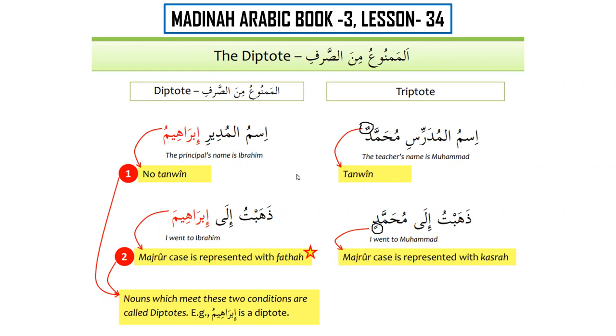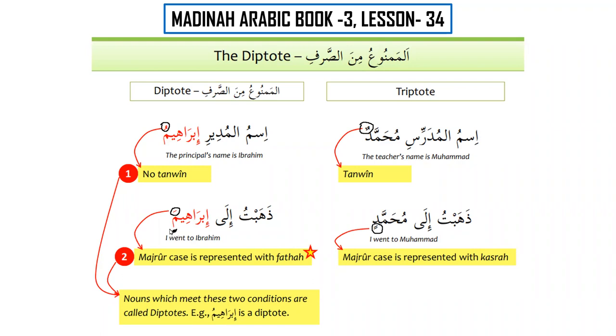But when we talk about diptote, al-mamnu min as-sarf, that means generally it does not accept tanween. So that means in three states, in marfu, mansub, and majroor, it has two forms. What are the two forms? Either it has dhamma, ismul mudiri Ibrahimu, the principal's name is Ibrahim, or it takes fatha, dhahabtu ila Ibrahima, I went to Ibrahim. Now we can see over here that it's not ila Ibrahimi, it is ila Ibrahima.